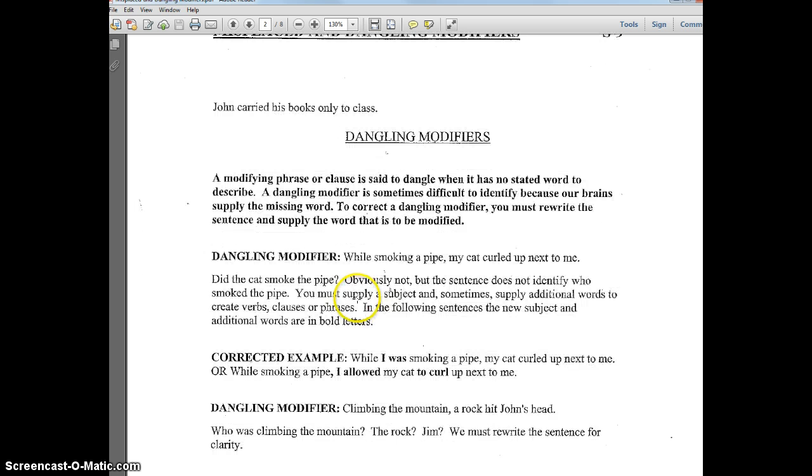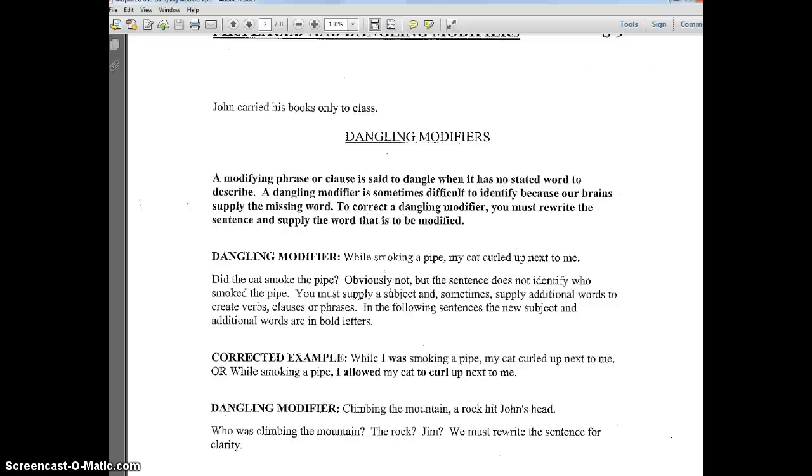Now, dangling modifiers is what happens when you have a modifying phrase or clause that has no stated word to describe it. A dangling modifier is sometimes difficult to identify because our brains supply the word. To correct a dangling modifier, you must rewrite the sentence and supply the word that is to be modified.